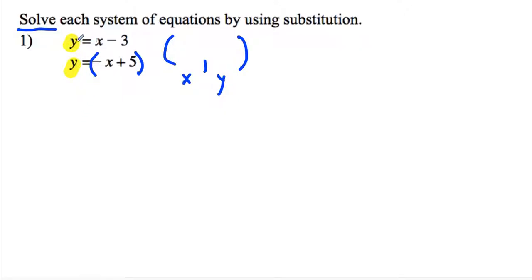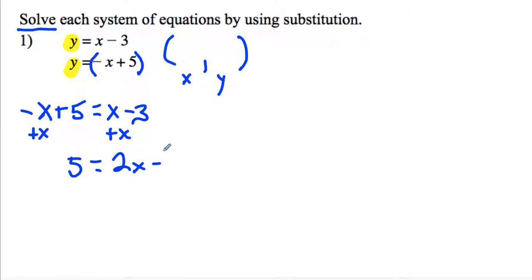So I'm going to write this first equation, but instead of y, I'm going to put this. I really don't need my parentheses in this case, so I'm just going to write negative x plus 5 equals, that was y, I just put it there, and that equals x minus 3. What I've done is I've substituted this in, and I've created an equation that only has x's in it, so I can solve for it. So I'm going to add x to each side, and I get 5 equals 2x minus 3.